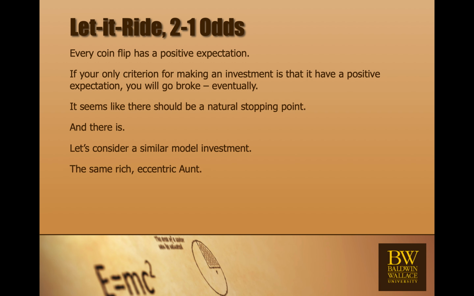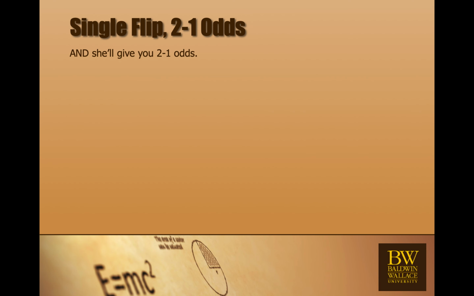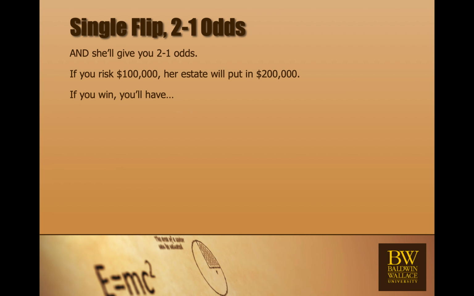So here's one more model investment. The same rich eccentric aunt, but this time, instead of asking you to bring $1, she gives you $1 million. Here's your $1 million. You now have $1 million. And if you want, you can risk any fraction, including 0, on that one flip of a coin. Only one. You don't get more than one flip. She's giving you 2-to-1 odds. So if you put in 100,000, her estate's putting in 200,000. 2-to-1. If you win, you'll have 1.2 million.